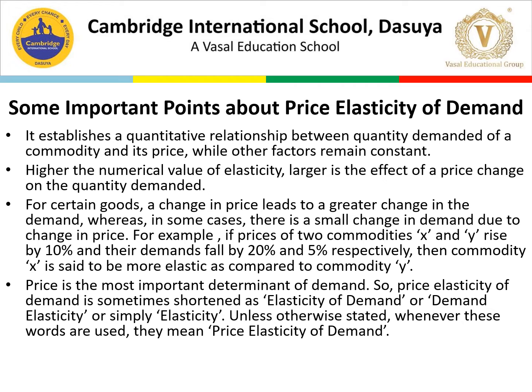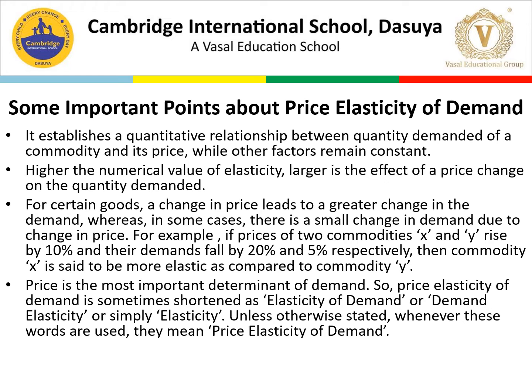Next is, for certain goods, a change in price leads to greater change in demand, whereas in some cases, there is small change in demand due to change in price. For example, if prices of two commodities X and Y rise by 10%, their demand falls by 20% and 5% respectively. Then commodity X is said to be more elastic because 20% change was there, compared to commodity Y because there was only 5% change. So you understand well with this, I guess.